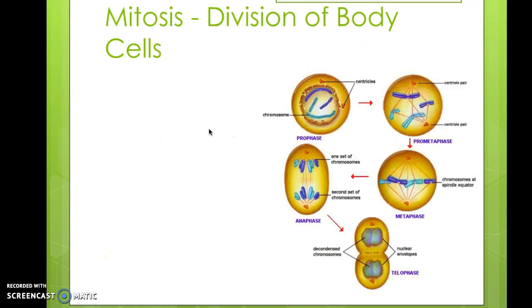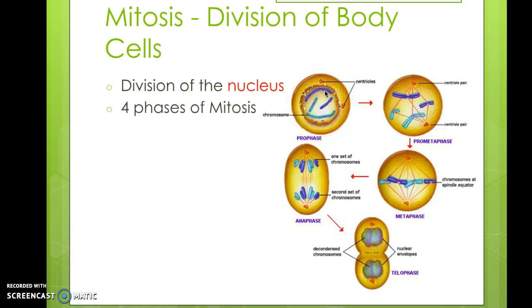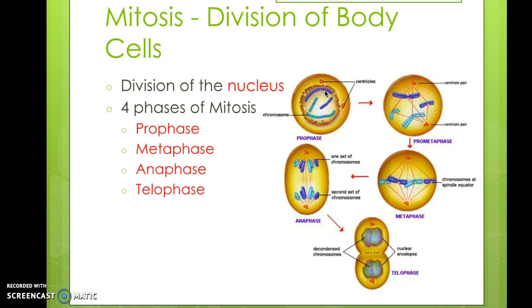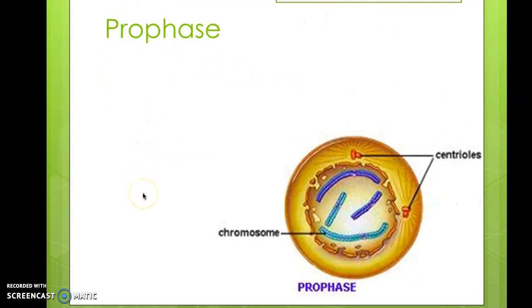So mitosis, remember, is division of body cells, somatic cells. It's, by definition, the division of the nucleus. The nucleus is what we care about. There's 4 phases: prophase, metaphase, anaphase, and telophase. We're going to go through each one by one and talk about what happens. A mnemonic for this is PMAT.